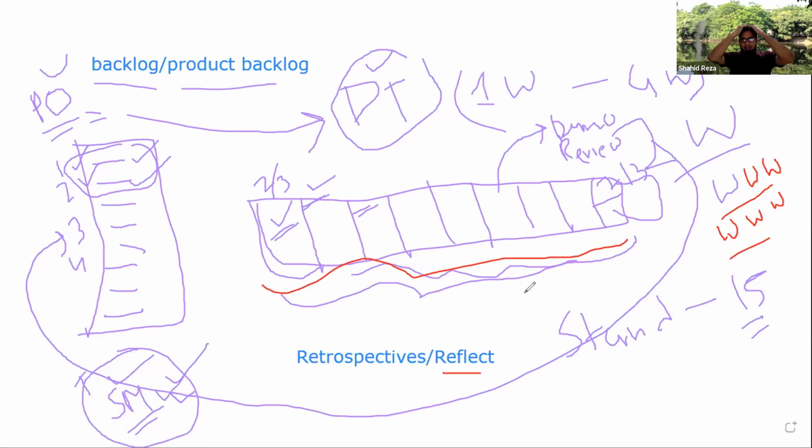So in this way, Agile teams work. So what we have learned from here: Agile teams are very fast. They are delivering very fast to the customers. They are delivering value after each iteration. All right, and they are involving customers in every iteration.